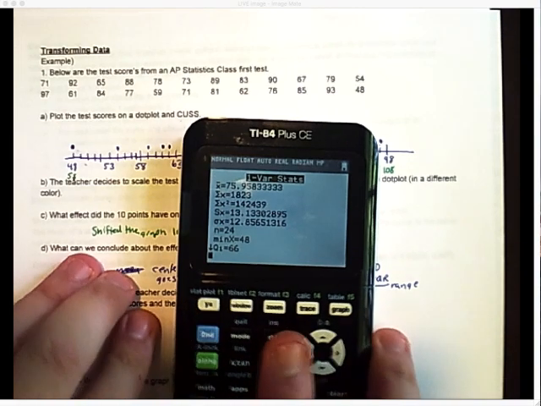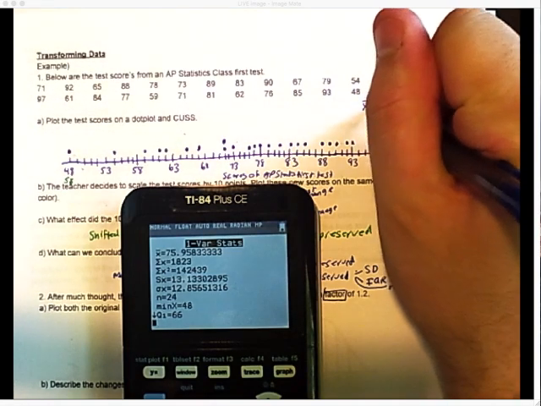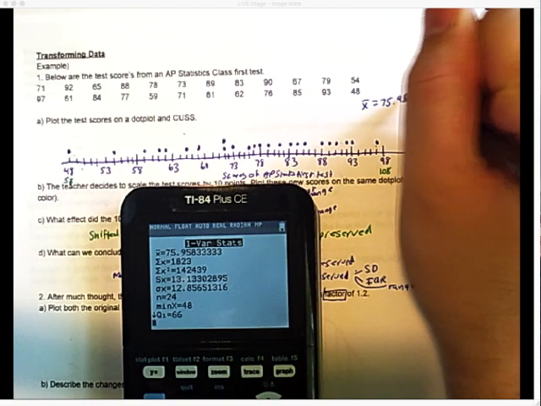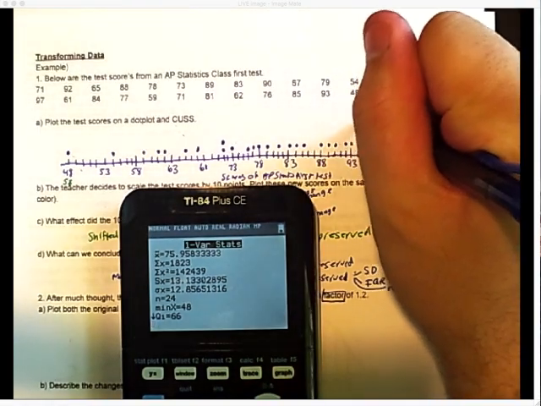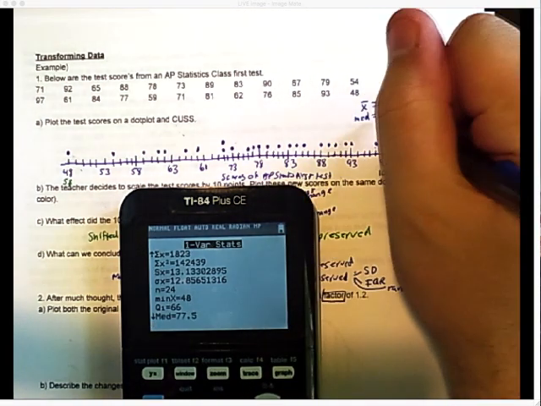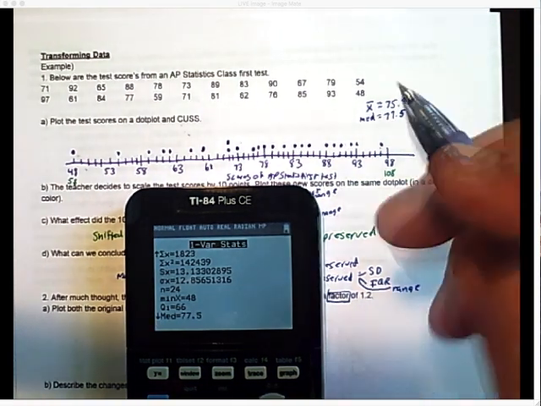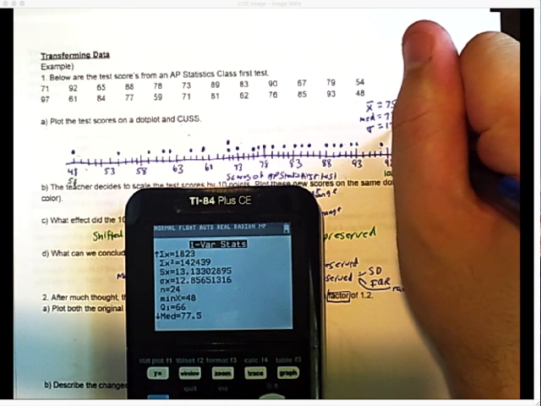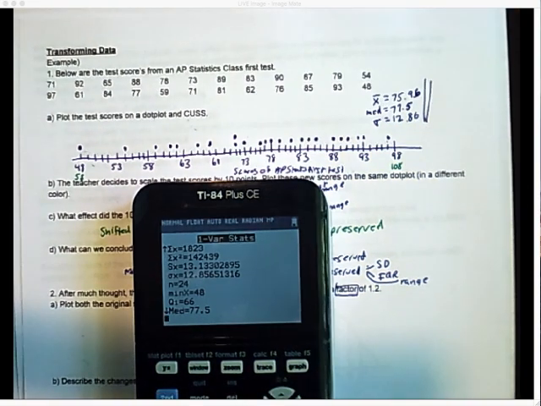Let's just write some of this down. For the original, the mean was 75.96. That's a measure of center. We can write the median as well. The median is 77.5. And let's do the spread. Let's find the population standard deviation. Sigma here is 12.86. So that was the first distribution.